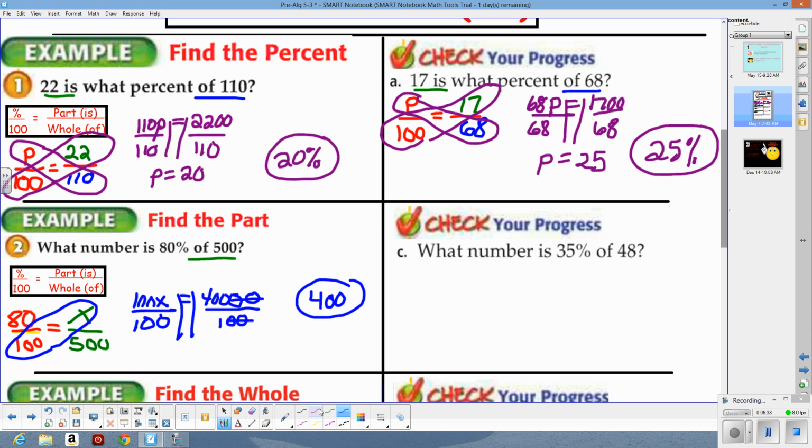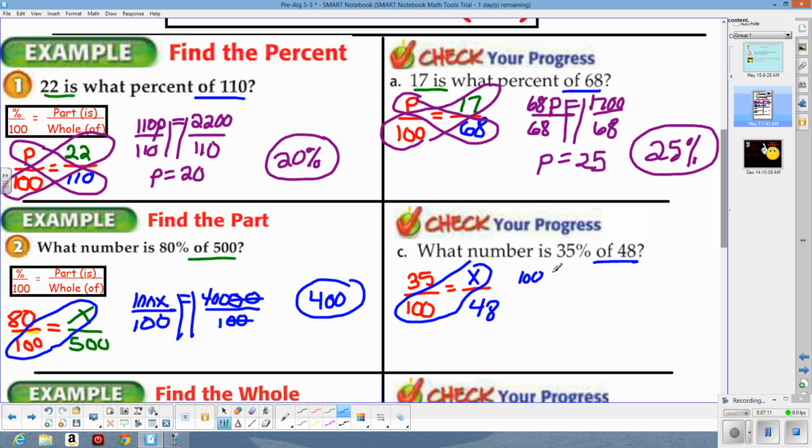You may want to pause the video and try the next one on your own. Start out by setting up a proportion. It's always the percent over 100, so 35% over 100. And then it says what number is 35% of 48? So 48 is your whole amount. That's going to go on the bottom. And we don't know what the part is, so that's going to be your variable. Set the cross products equal to each other.